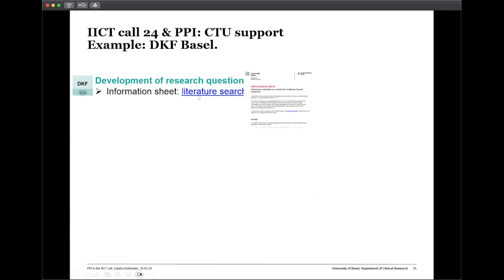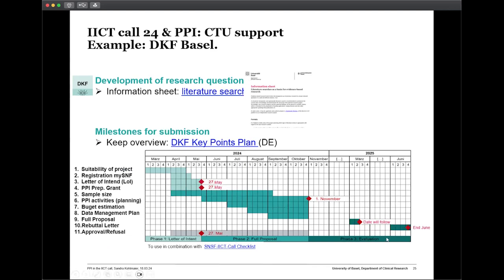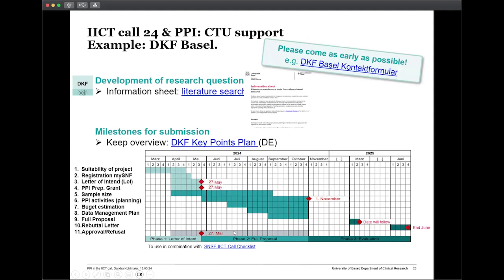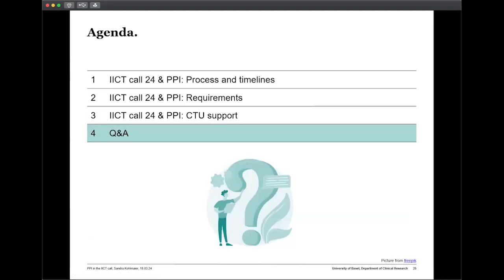There is also the possibility to have an information sheet regarding the development of the research question. We also give you an overview regarding the timing and the key points that you have to think about regarding the SNF IICT call. There we have the DKF key points plan, we call it. You have additional information about each step, and you can click on it and find out what you have to do at each step. And for the DKF, please come early, through the DKF Basel contact form, and we will help you as soon as we can. Normally it's not more than two working days.